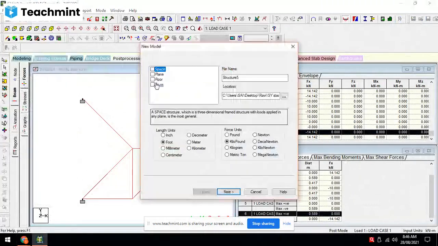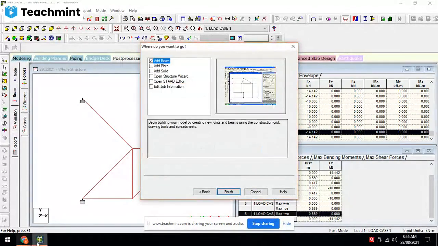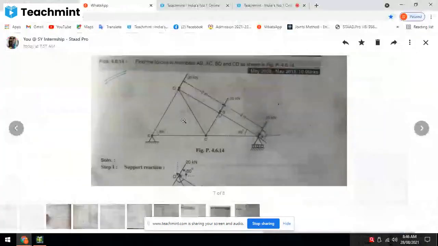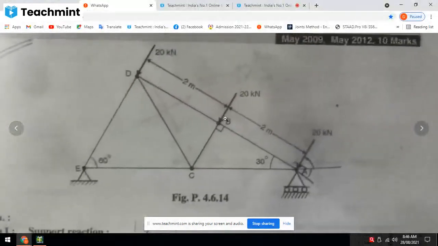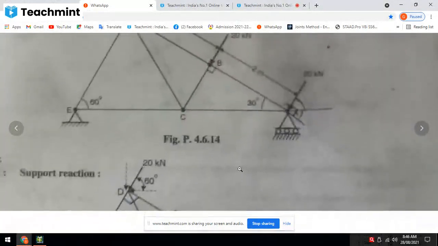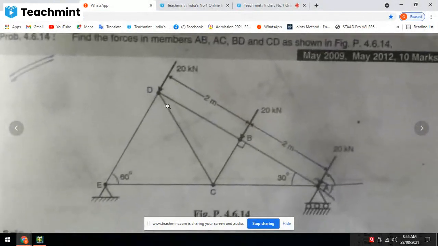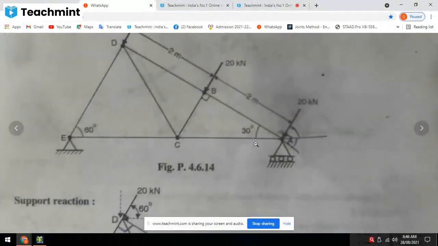Click on new truss. Plus 10 meter kilonewton. Next, okay. So add beam option again, finish. So dimensions we will find out. This incline is 2 meter, 2 meter, and base is not given, so that is the 90 degree. If you take this 90 degree, 2 meter, 30. So how much it will be? AC theta we will check.